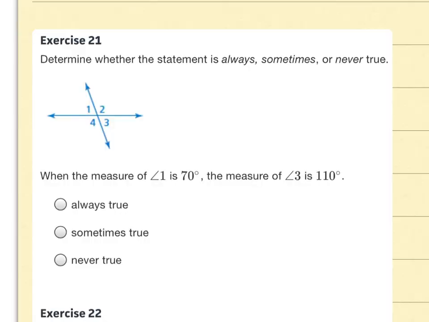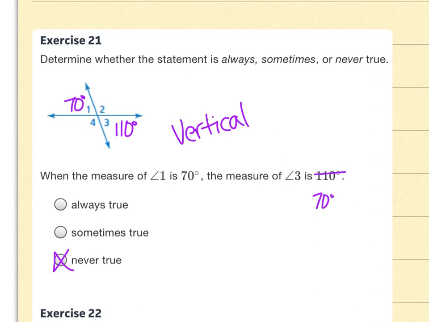All right, let's look at some homework questions. This is number 21. Determine whether the statement is always, sometimes, or never true. It says when the measure of angle 1 is 70 degrees, the measure of angle 3 is 110. If you think about this, these are vertical angles, and we know vertical angles are congruent, and these two angle measures are not the same. So this would never be true. If the measure of angle 1 is 70, then the measure of angle 3 would also have to be 70 degrees because they are vertical angles.